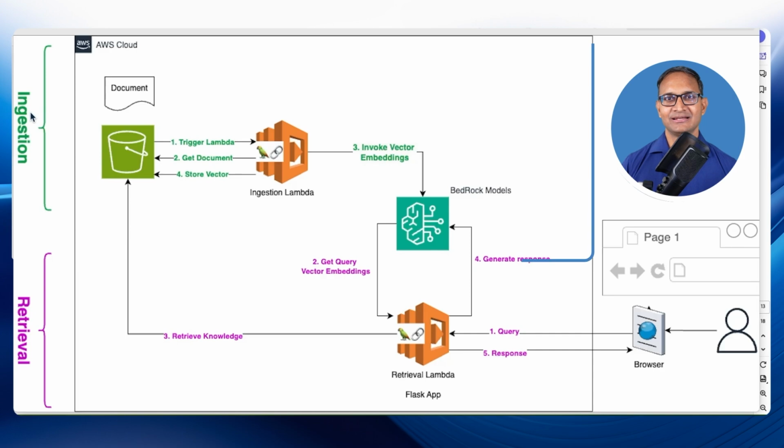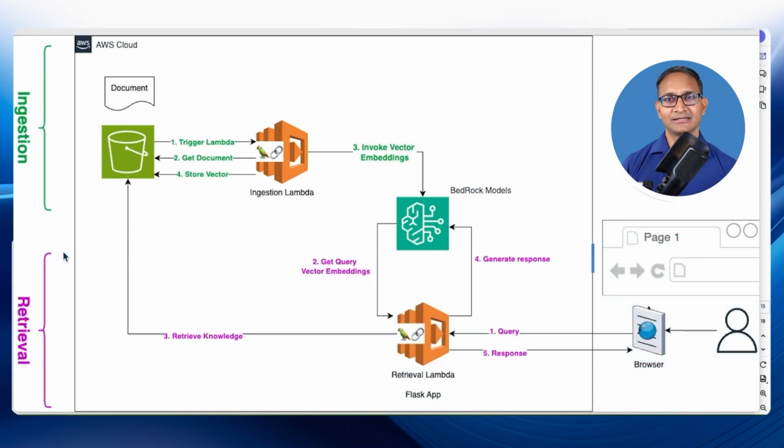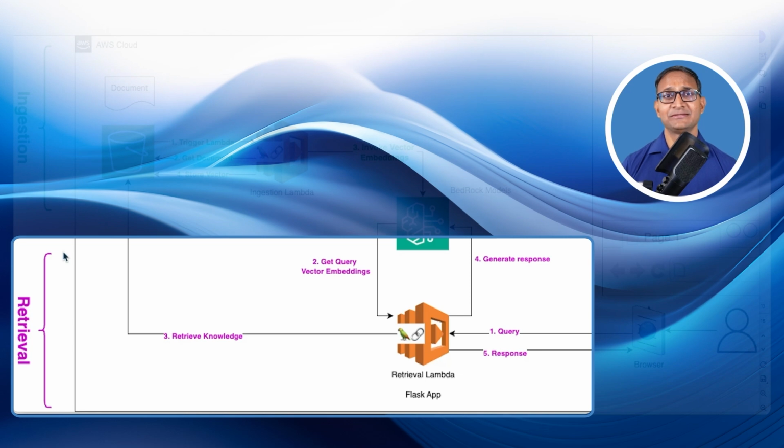Here is the general architecture for a POC. We have 2 sections. The top section is for the ingestion of the data, and the bottom section is for retrieving the information from those documents.